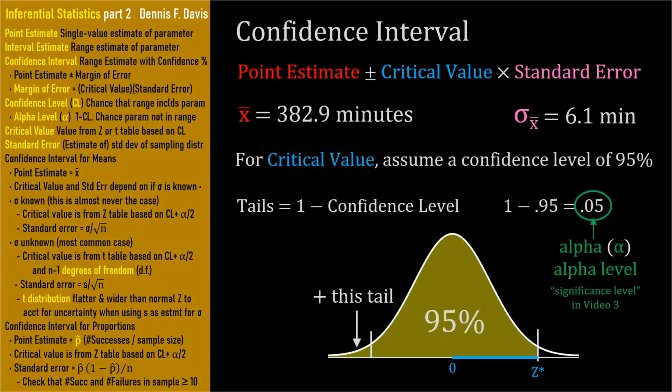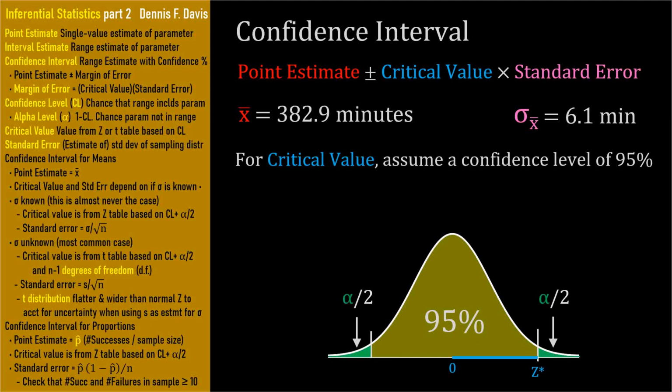Alpha equals 1 minus confidence level. So alpha and confidence level are complements. Their sum always equals 1. Since the 2 tails add up to alpha and the normal curve is symmetrical, each tail represents an area, or probability, of alpha over 2. You'll see alpha over 2 a lot in your textbook, and this is why.